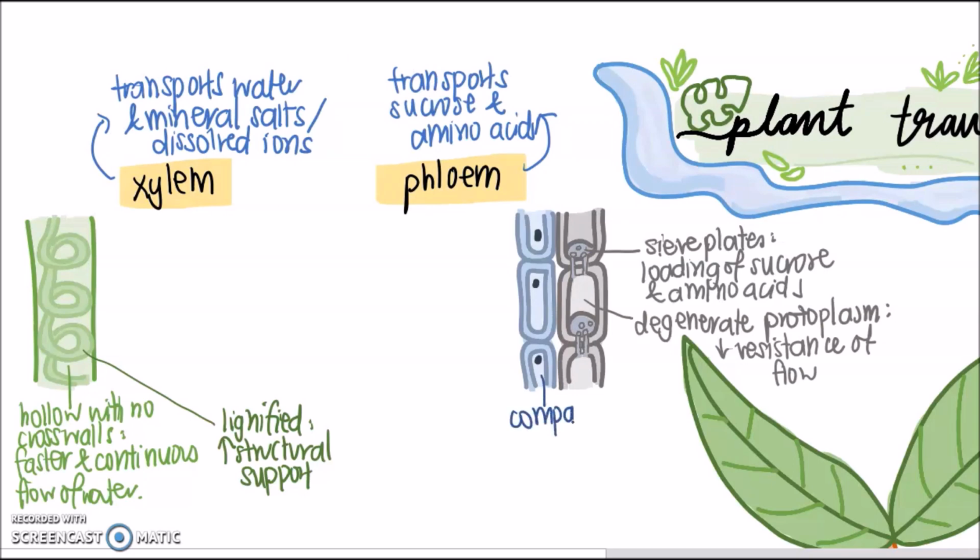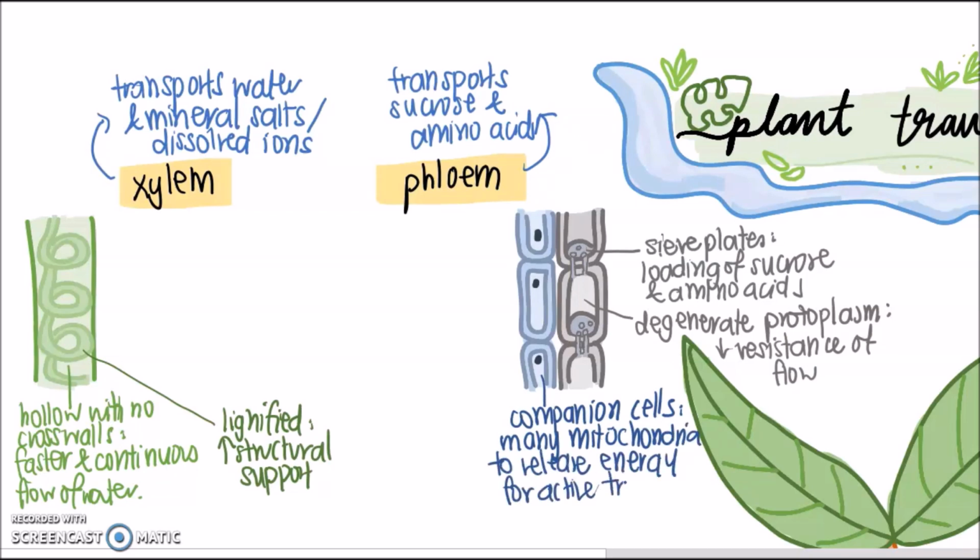You also realize that there are companion cells beside the phloem, and these companion cells actually have many mitochondria to release energy for active transport of the food, and it also keeps the phloem cells alive because the phloem has no organelles, so it requires the energy that comes from the companion cells. So it's like a life support.